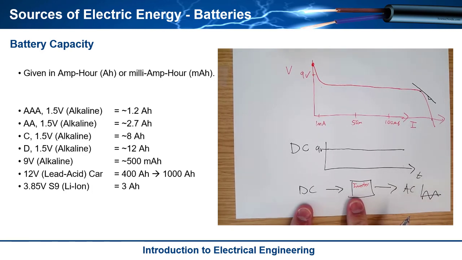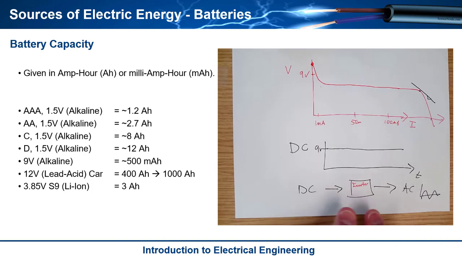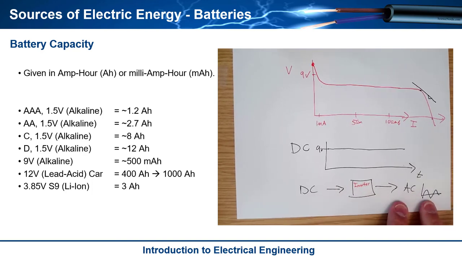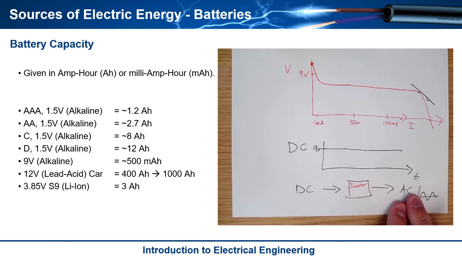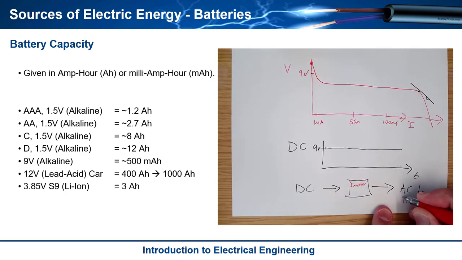You see inverters a lot of the time when you're camping. You'll have a battery, plug in an inverter, turn it on, and it'll give you the AC voltage. They also have a lot of these in newer cars. You can take the 12 volt battery of your car, turn on an inverter, and plug something into an actual outlet.